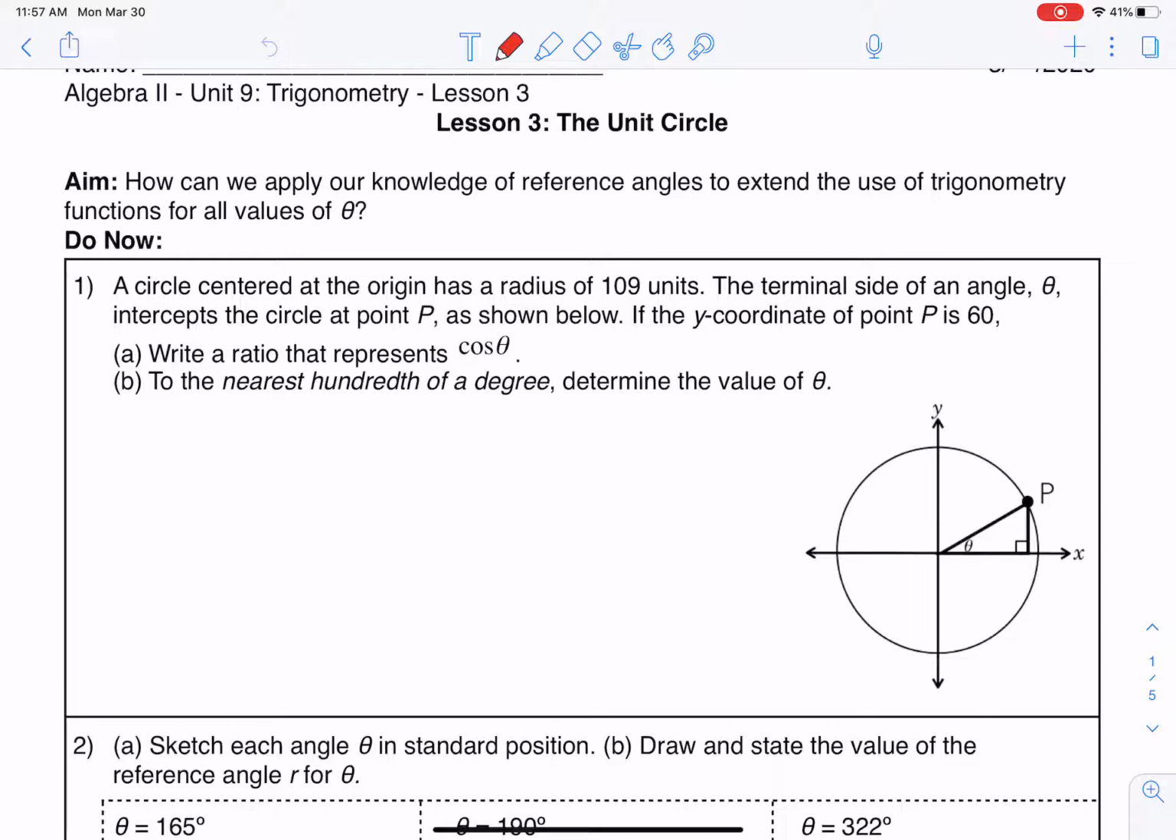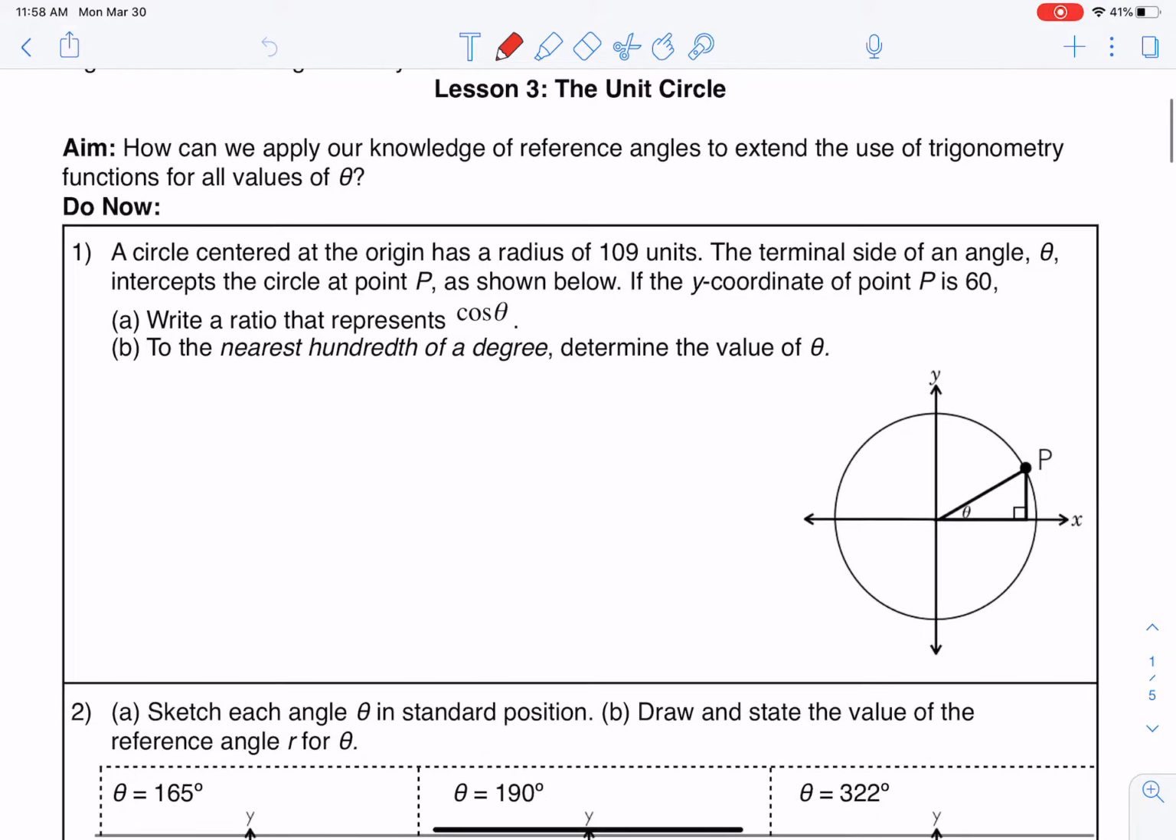In this lesson, we're going to be introduced to the unit circle, and we're going to really figure out how we can apply our knowledge of reference angles, which we learned about in the last lesson, to extend the use of trigonometry functions for all values of theta. So we're going to see that there are trig functions for all possible angles.